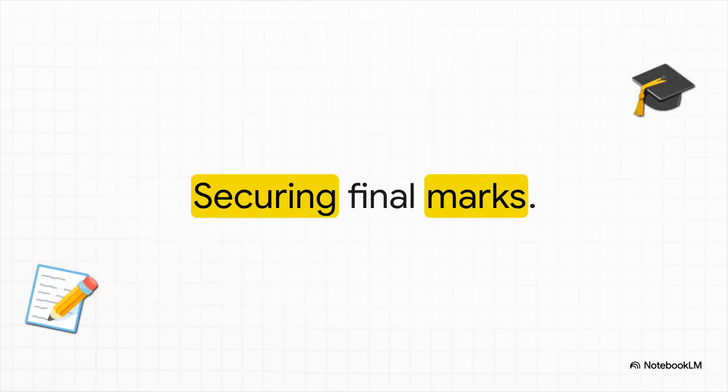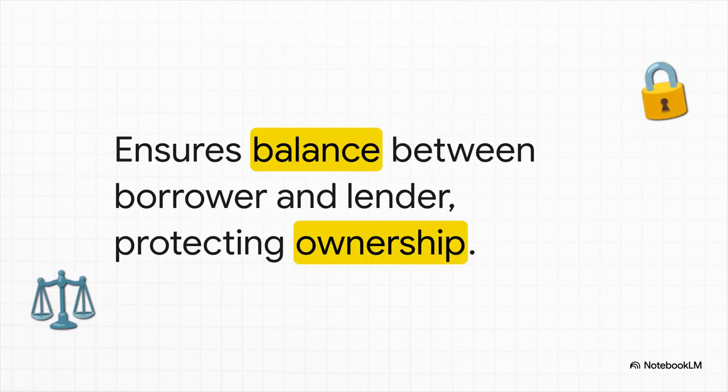Finally, Section 6, Conclusion. This is how you secure those final marks. You must prepare a final, authoritative closing statement. Do not let your answer just trail off weakly at the end. Write this exact text. The rights and liabilities of Mortgagor and Mortgagee ensure a balance between borrower and lender, protecting ownership while securing repayment. Writing this concluding sentence verbatim is a highly strategic move.